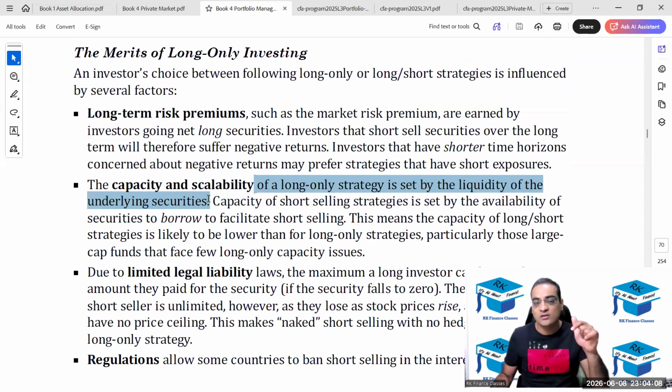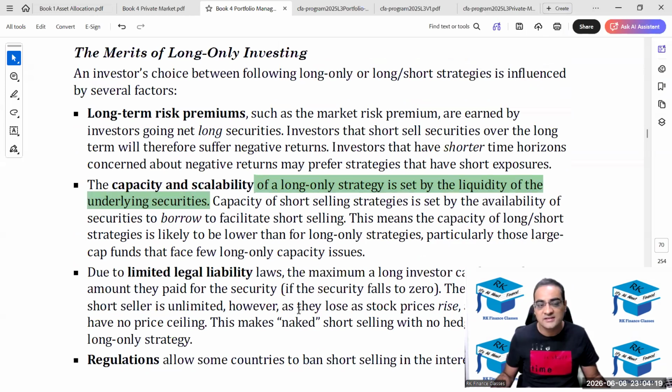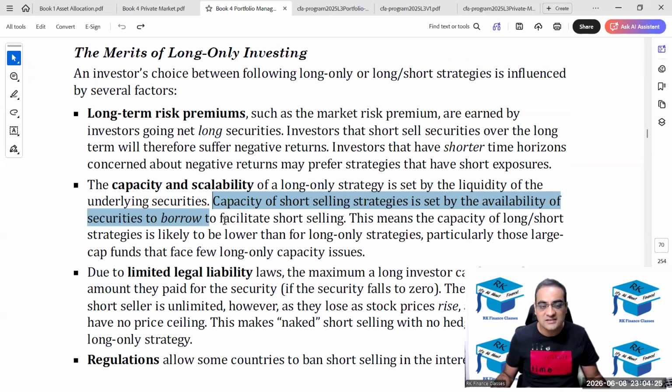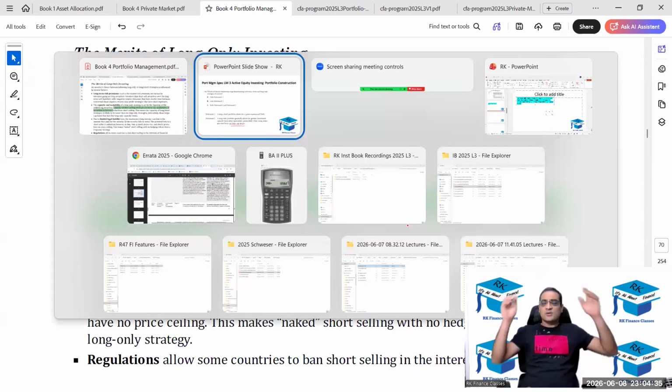Here they were saying large caps are liquid. So in long only, when you have to buy, large caps are liquid, so it becomes easy to buy. But the capacity of short is limited by the availability of securities to borrow, which are lesser in number. That is the main problem. So that's the reason they mentioned particularly large cap funds that focus on long only capacity. Okay, so it was there in the Schweizer.